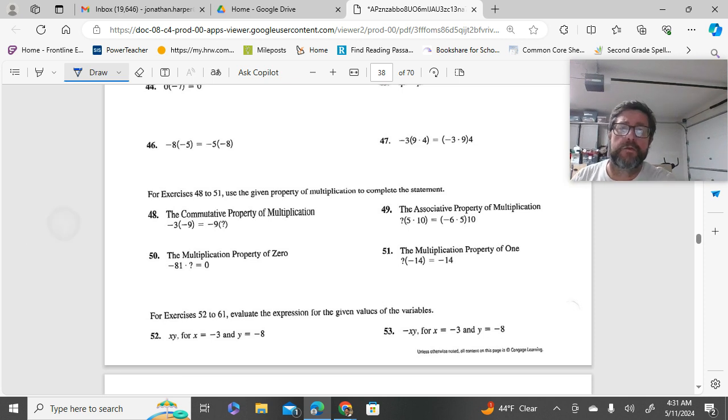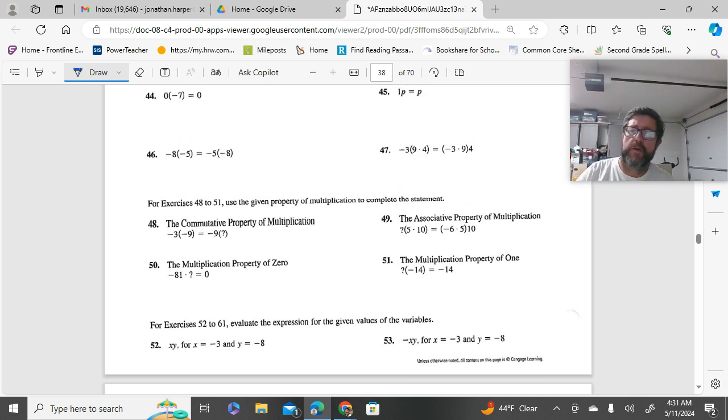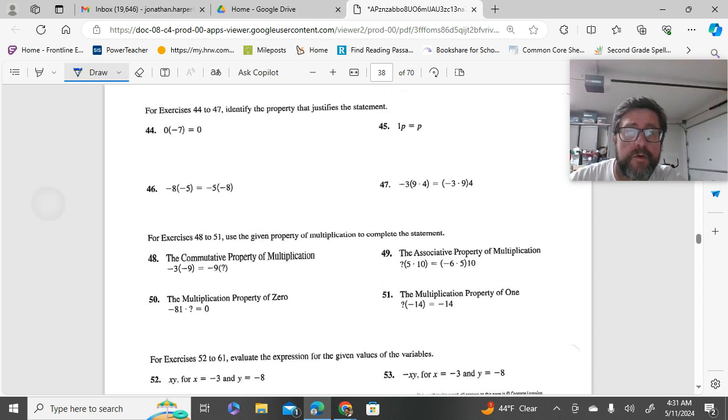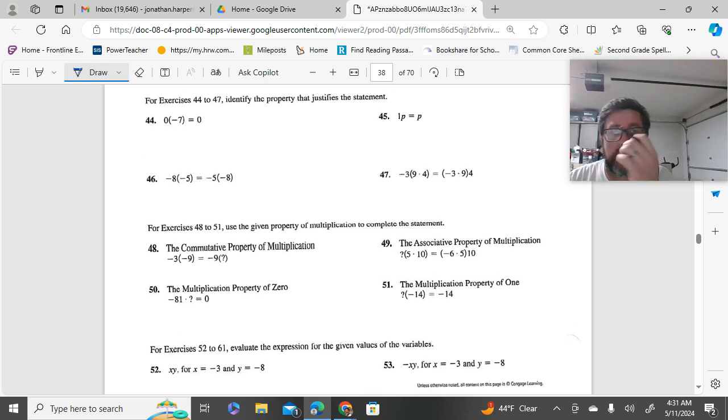All right, pause it. 0 times negative 7 equals 0. That is the 0 property. Okay, hey, it's got a 0 in it. Okay, 1 times p equals p. Well, you're doing the multiplication property of 1. Because you're multiplying 1 times p, and whenever you multiply 1 by anything, it's going to be the number that you multiplied 1 by. Okay, so pause it, go on.